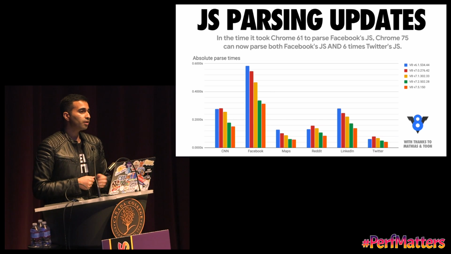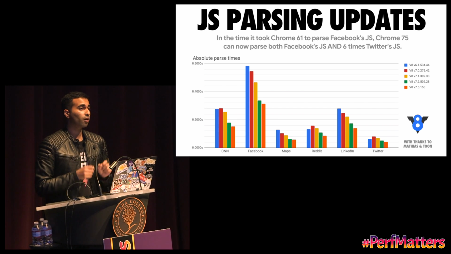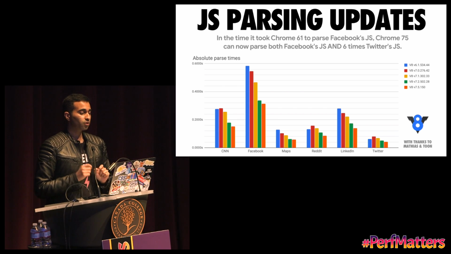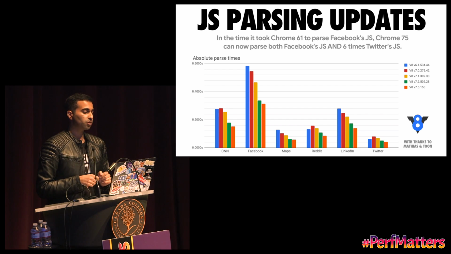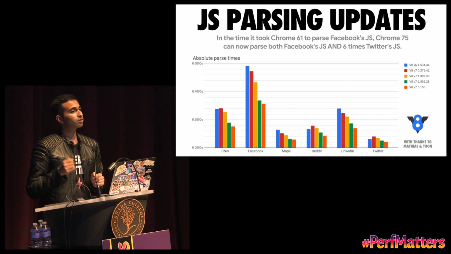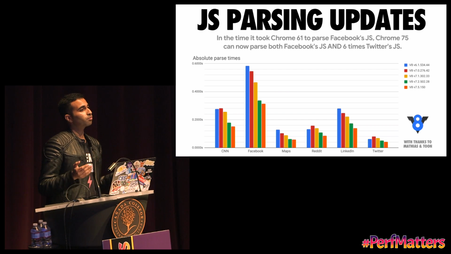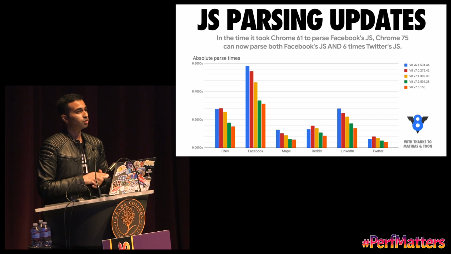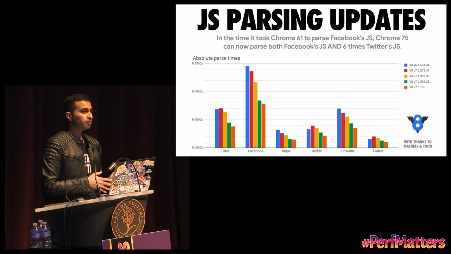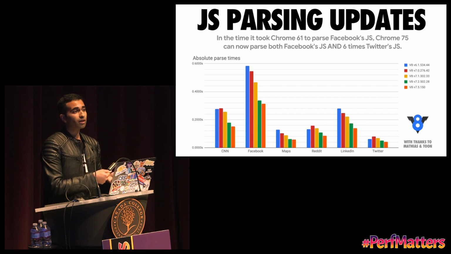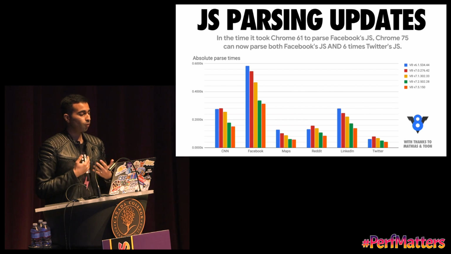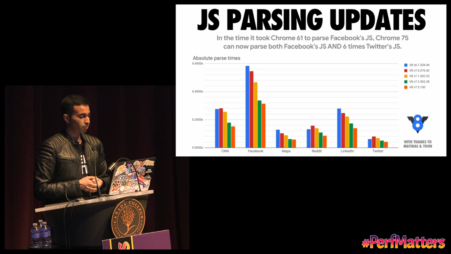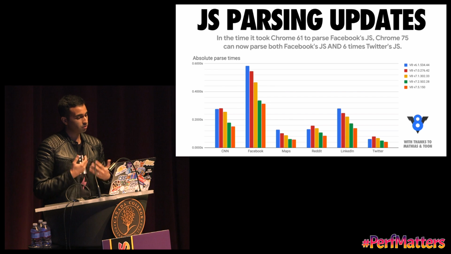So in the time that it took Chrome 61 to parse just Facebook's JavaScript, Chrome 75, so Chrome Canary, can now parse both Facebook's JavaScript and 6 times Twitter's JavaScript. There's a huge improvement there in terms of our ability to parse code. So parse and compile is less of a cost than we used to think it was. We can actually now do quite a lot of it without blocking the main thread, but depending on the patterns that people use, this can change.